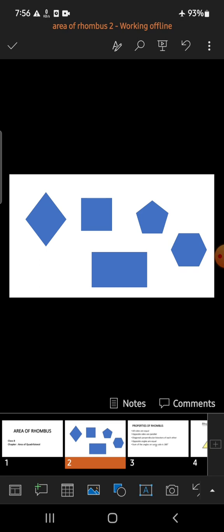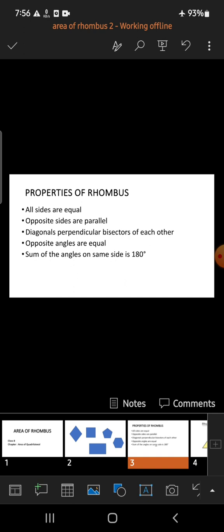Area of rhombus. Before that, we want to find out the properties of rhombus. Can you tell me some of them? Yes. The properties of rhombus include they have equal sides, the opposite sides are parallel, the diagonals are perpendicular bisectors of each other. What do you mean by diagonal? It's a line joining the opposite vertices of the quadrilateral. Here it is a perpendicular bisector of one another.